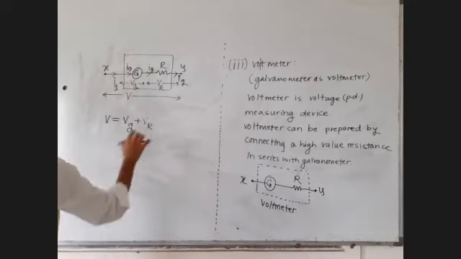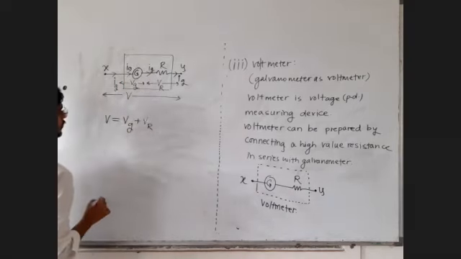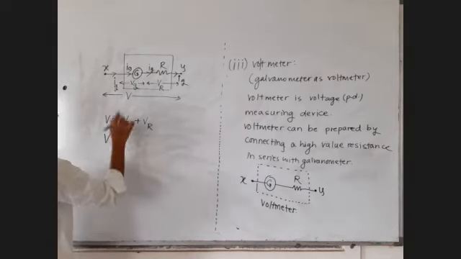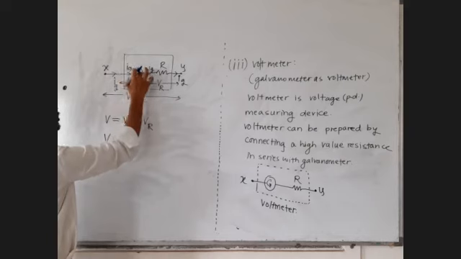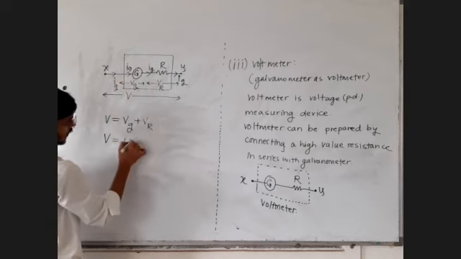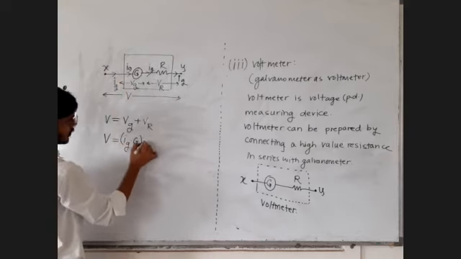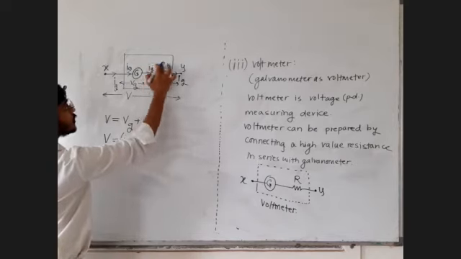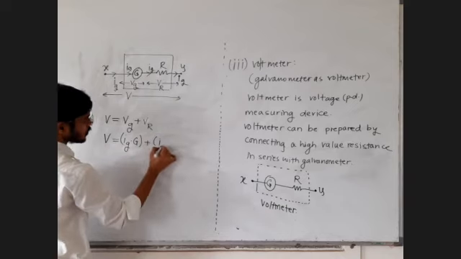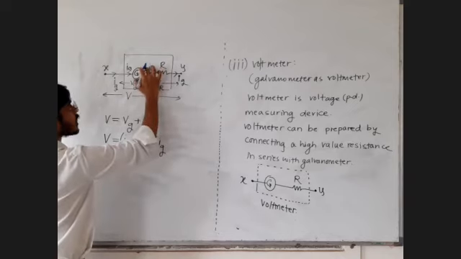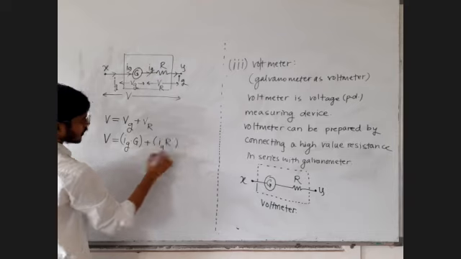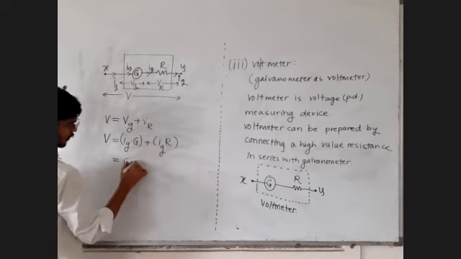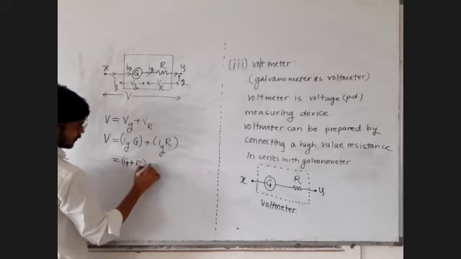Okay, so you have written the voltage equation now. Fine. So can I say the voltage across the galvanometer is Ig into G, plus the voltage across the resistance, which is current into resistance, Ig into R. Take Ig common. So G plus R in brackets, multiplied by Ig.